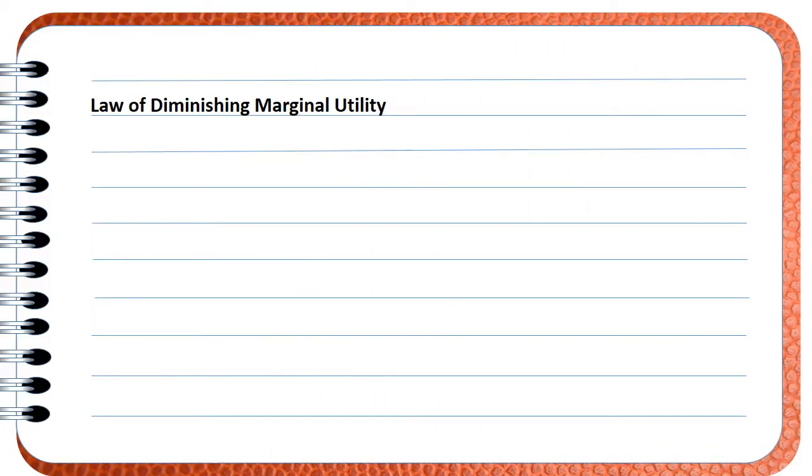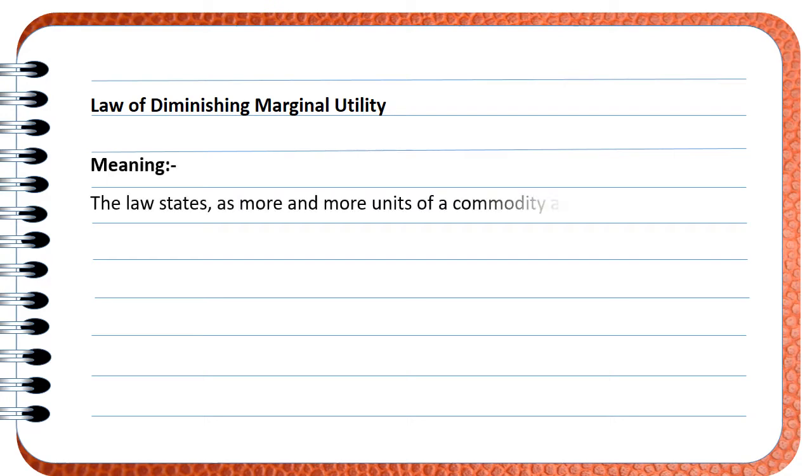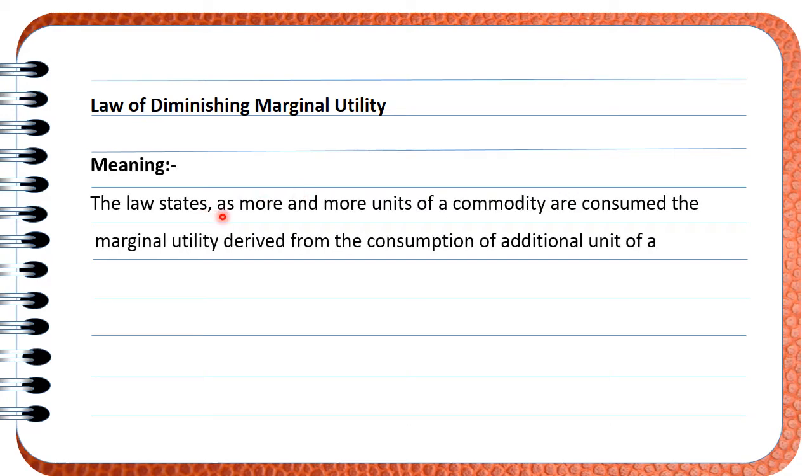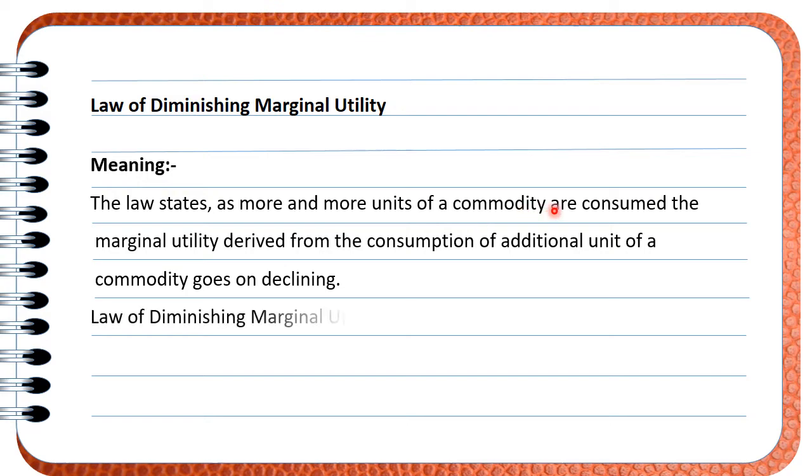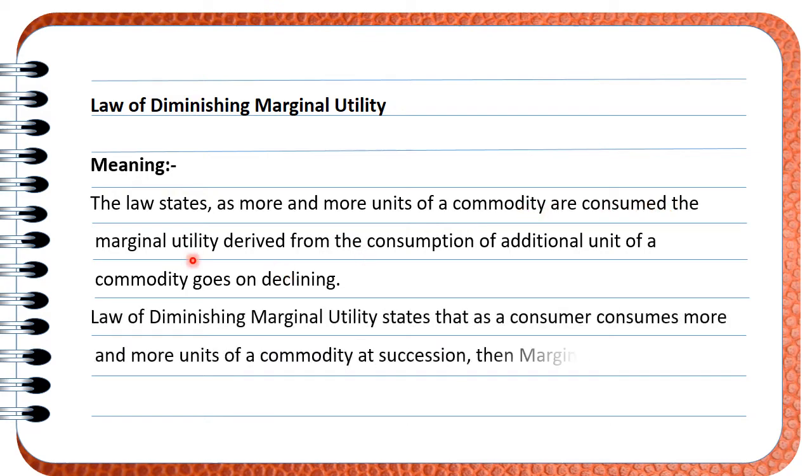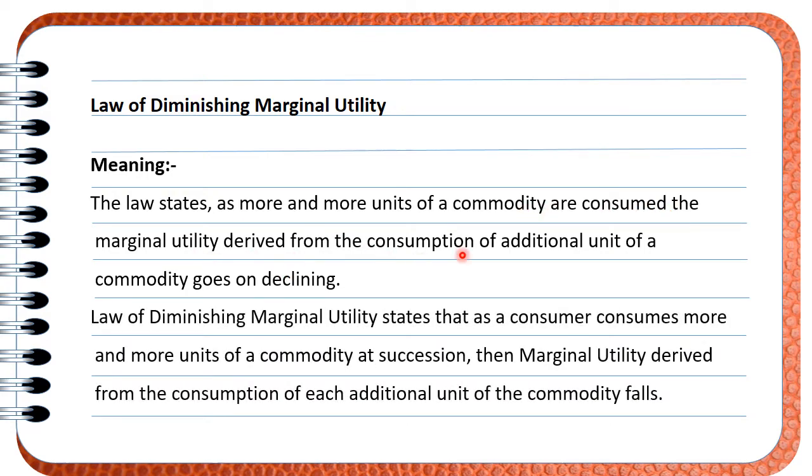Now let us discuss the law of diminishing marginal utility. Firstly, we will see the meaning. The law states as more and more units of a commodity are consumed, the marginal utility derived from the consumption of the additional unit of a commodity is declining. So it is being said that when a consumer is consuming more and more units of a commodity, the satisfaction which he derives from the consumption of the additional unit keeps on falling.